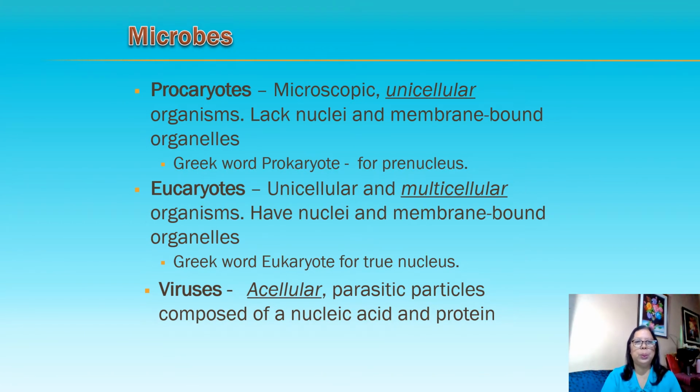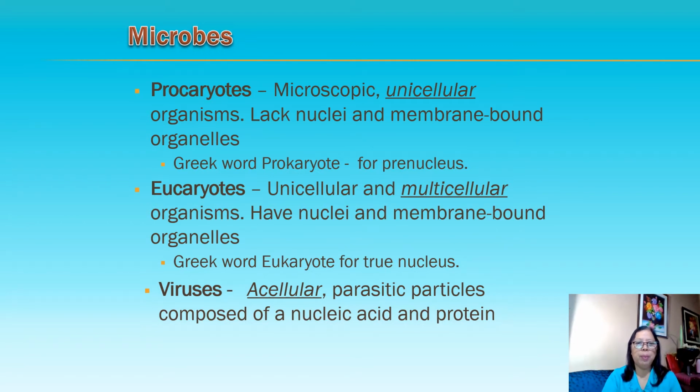So to give more emphasis on their difference, prokaryotic and eukaryotic, both of them are microscopic. However, the eukaryotic are unicellular and multicellular organisms. But for the case of prokaryotic organism, yes, they are microscopic, but they are only unicellular. Prokaryotics lack nuclei and membrane-bound organelles. For the case of eukaryotics, they have both nuclei and membrane-bound organelles.